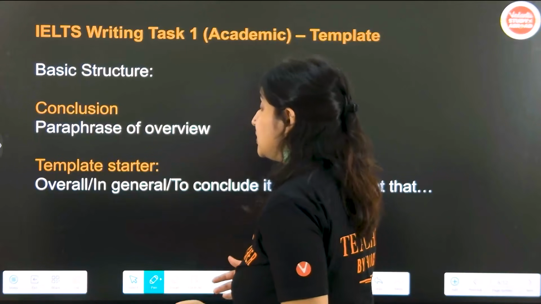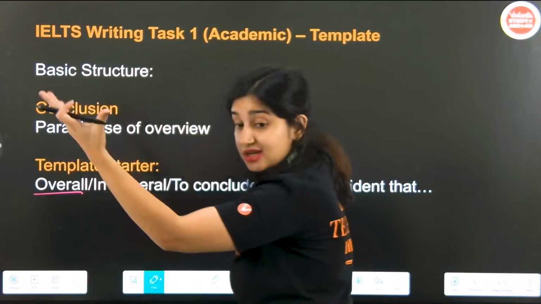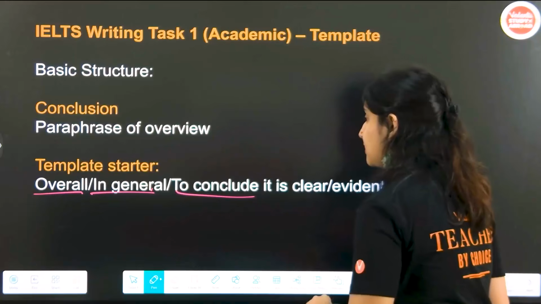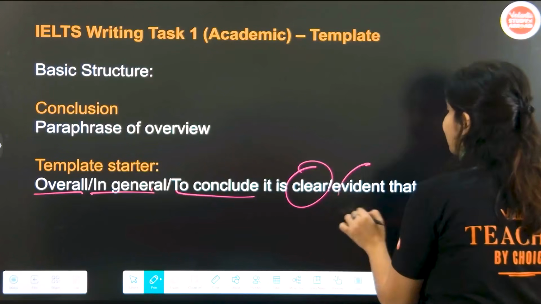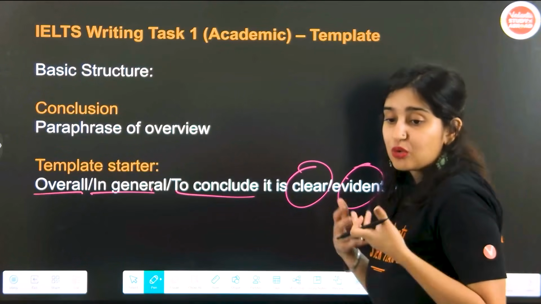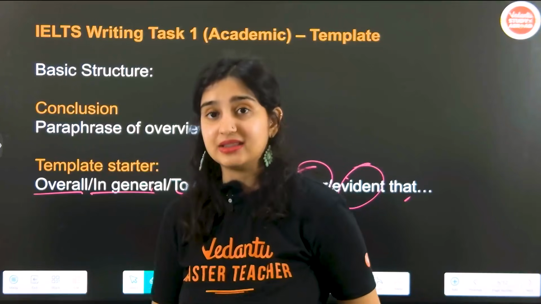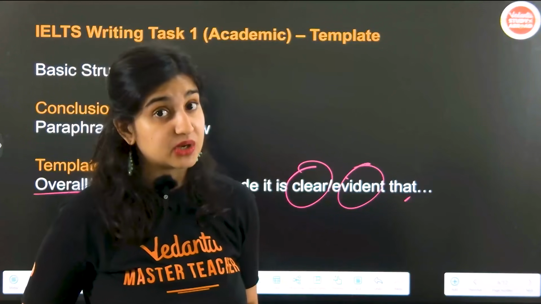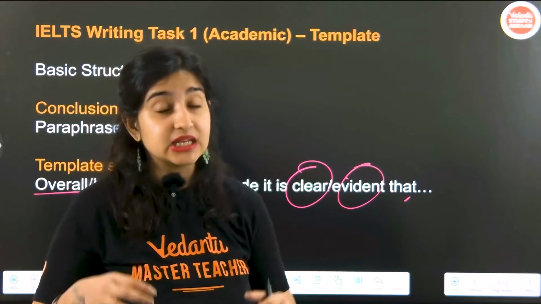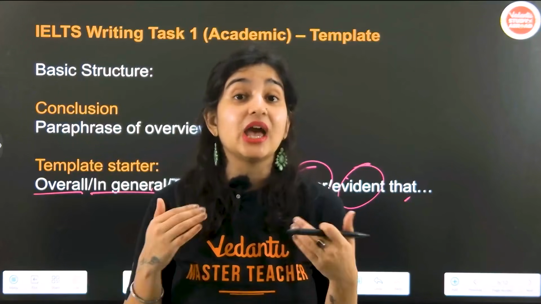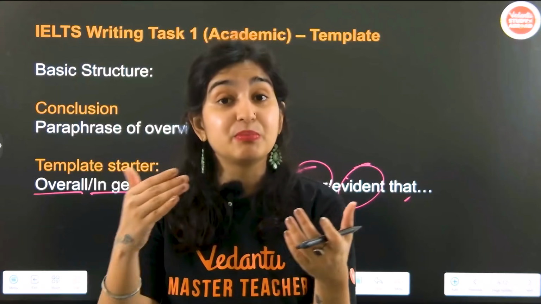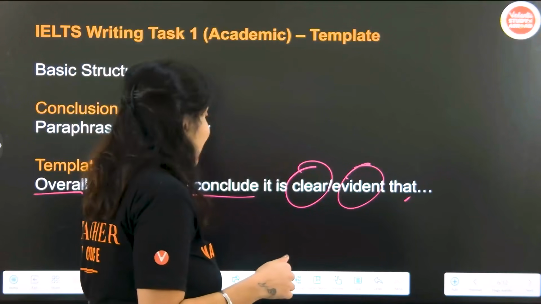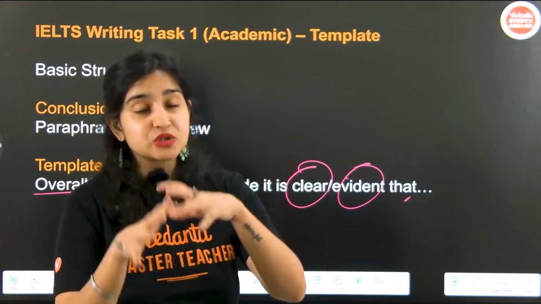If you've already used the word overall in the introduction, don't repeat it. You can use something like in general or to conclude. It is clear and evident that, and whatever your overall observation was, just write that down. Key things to remember for task 1: no using opinion words, no using first person. Everything is going to be in third person and you're only going to state what can be proven through facts. You're only going to talk about things that have been explicitly stated.